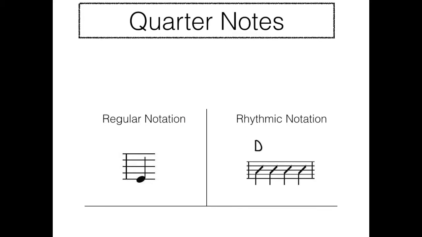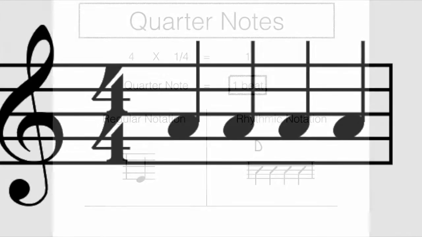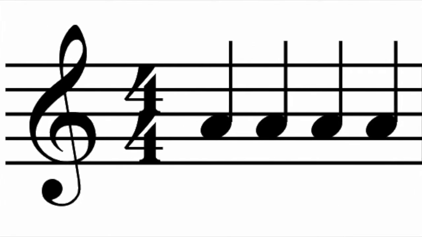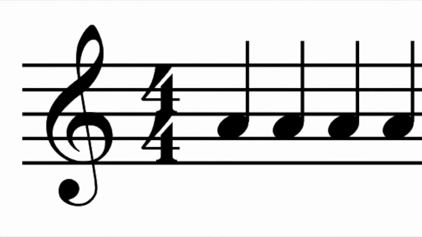Next, we have the quarter note. The quarter note is exactly a quarter of the value of a whole note. So if the whole note is worth 4 beats, the quarter note has a value of 1 beat. In a 4/4 time signature, you could fit up to 4 quarter notes in every measure. Here is an example of what quarter notes sound like within a 4/4 time signature.